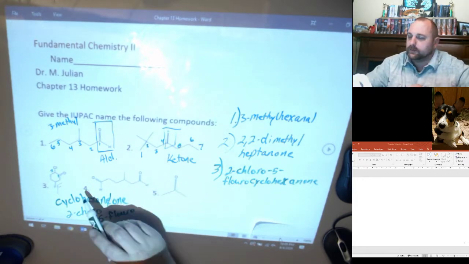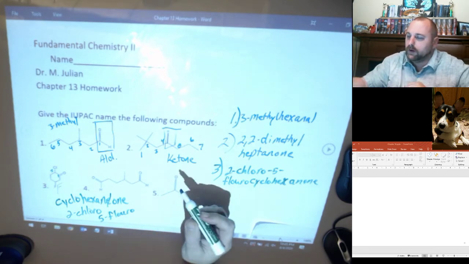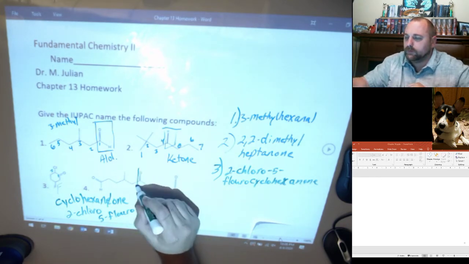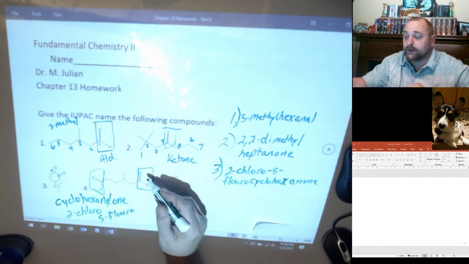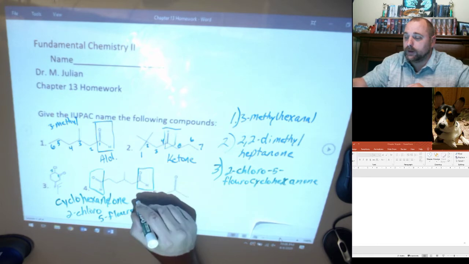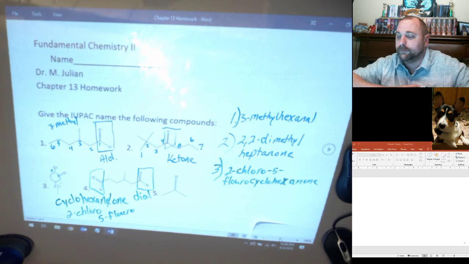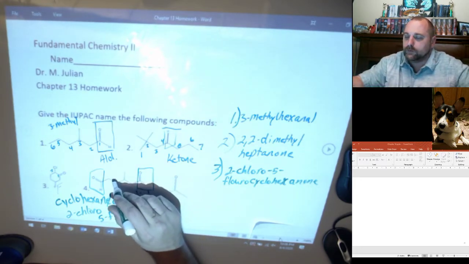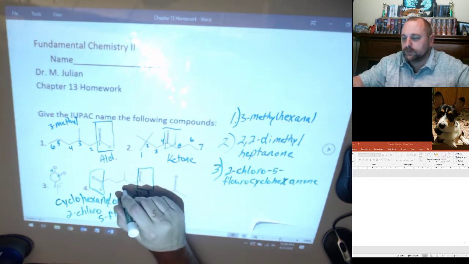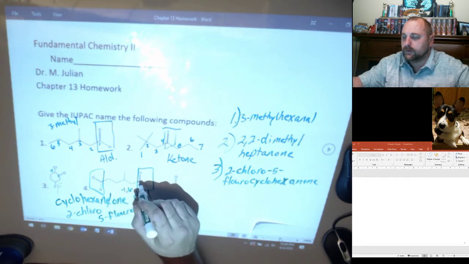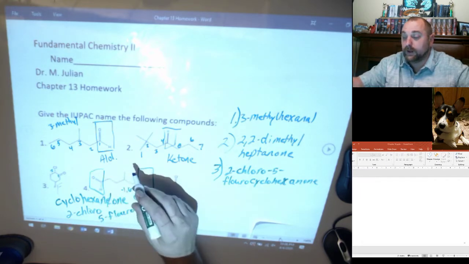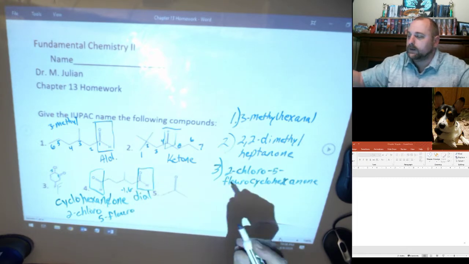Okay, so looking at number four. Ooh, I see two functional groups. They're both aldehydes, so it's two aldehydes. That's a dial, right? And it wanted the common name. So 1, 2, 3, 4, 5, 6. You don't usually have to put this because they're at the ends, but let's put 1, 6. This is 1, 2, 3, 4, 5, 6, so a hexane dial. Remember, keep the E here.